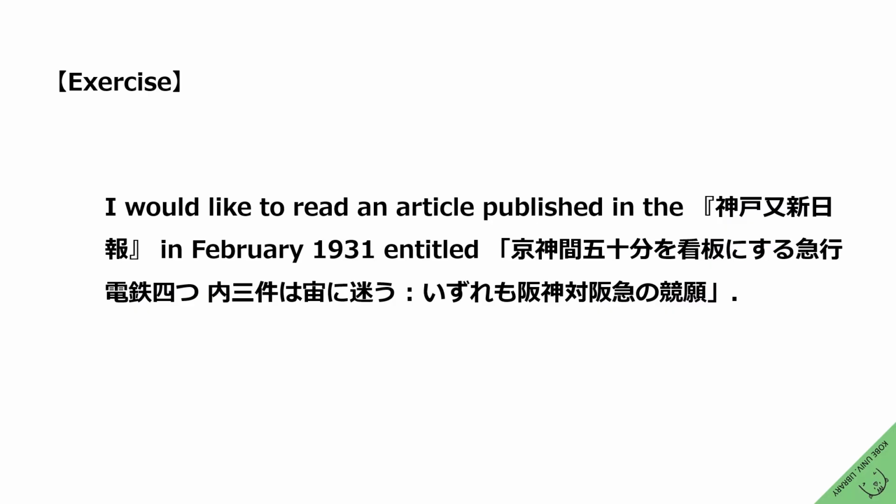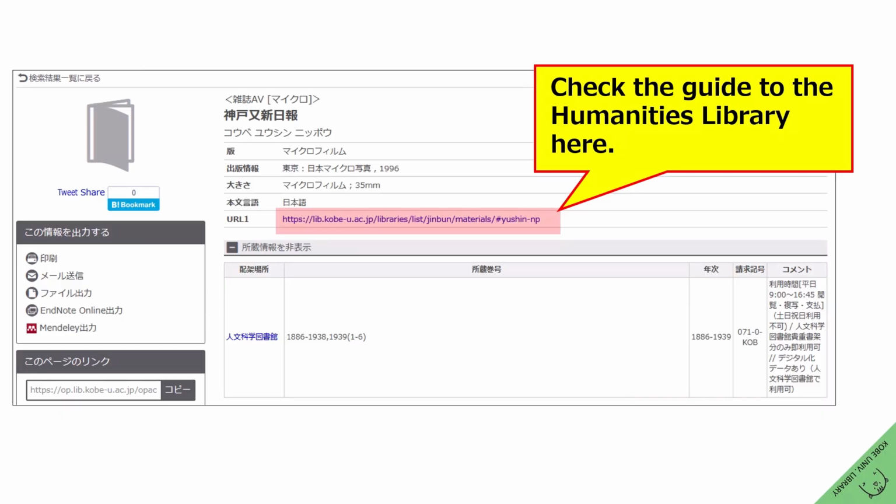Now, we are in a situation where we know the specific name of the article, even if it is an old article, in a specific newspaper. How can I read this? You can also search the OPAC with the keyword Kobe Yushin Nippo. The OPAC search results screen indicates that you can browse digital data at the library for humanities. This is a digitized version of the microfilm and can be viewed in the actual layout of the paper. But you must visit the library for humanities during service hours.